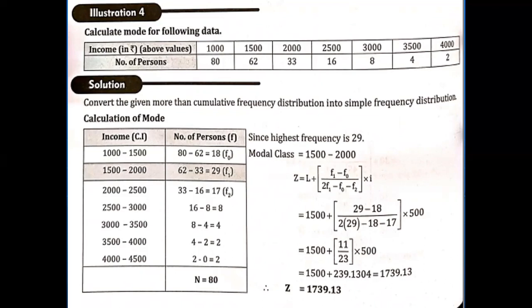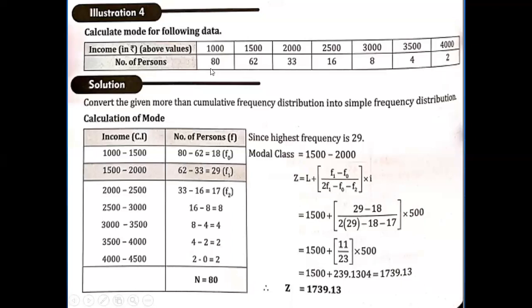So how do you convert that into normal frequency? The next frequency you have to subtract from the previous frequency. In doing so, you'll be getting the normal frequency here. For example, 80 minus 62 is 18, 62 minus 33 is 29, then 33 minus 16 is 17. Then 16 minus 8 is 8, 8 minus 4 is 4, 4 minus 2 is 2, and 2 minus 0 is 2. So the normal frequencies for this particular problem are 18, 29, 17, 8, 4, 2, and 2.